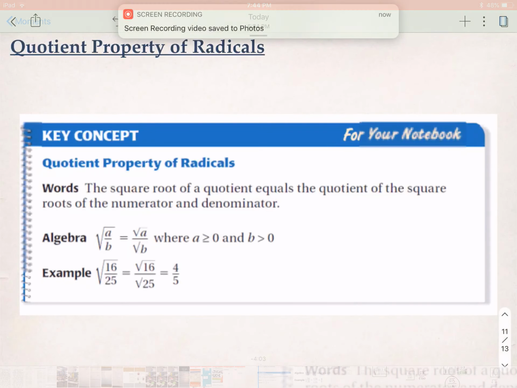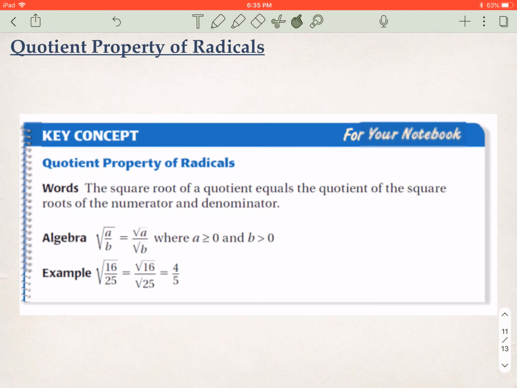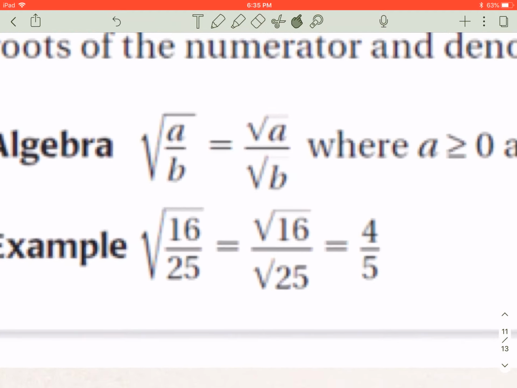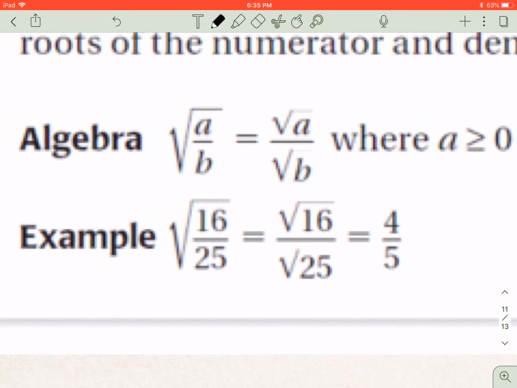The last thing we are going to be looking at is the quotient property of radicals. And that says the square root of a quotient equals the quotient of the square roots of the numerator and the denominator. So, in other words, if I have the square root of 16 over 25, that is simply the same as the square root of 16 over the square root of 25.